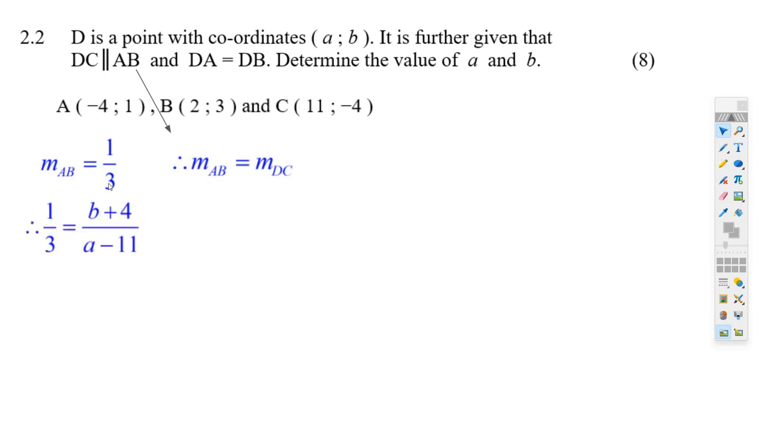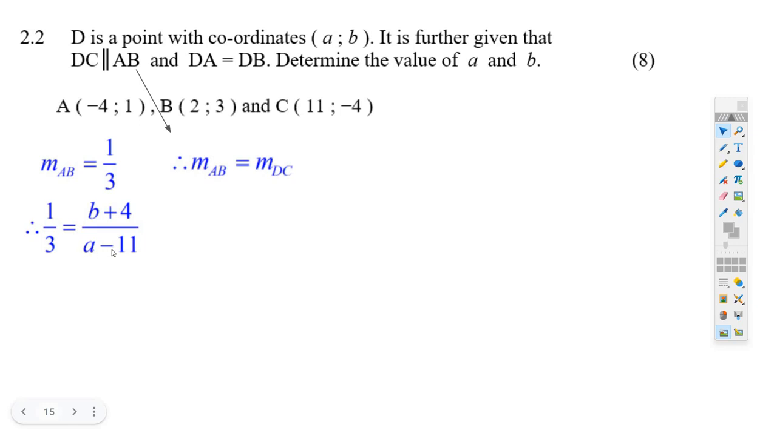Now, if the gradient of AB is 1/3, and all you do is go 3 minus 1 over 2 plus 4 in your calculator, and it reduces to 1 over 3, it's got to equal B minus 4, the change in y, B plus 4 over A minus 11. Well, there's your first equation, and just having that idea, it's 2 of the 8 marks, I think.